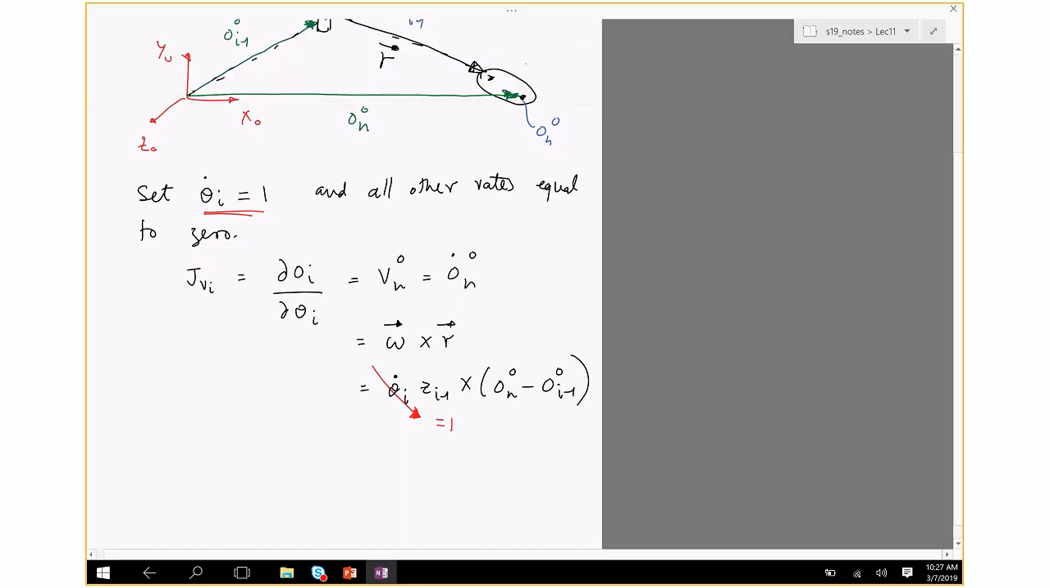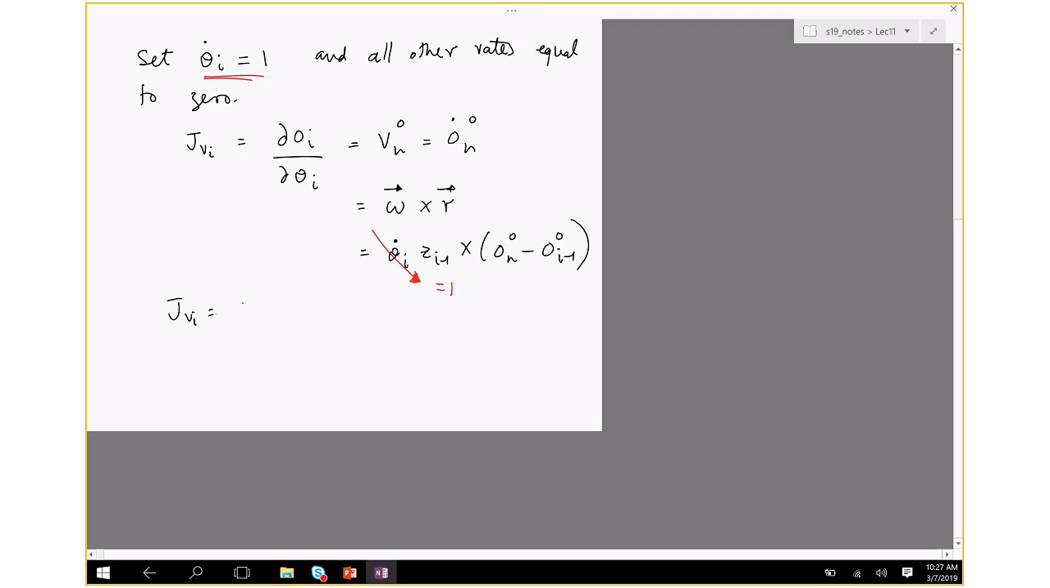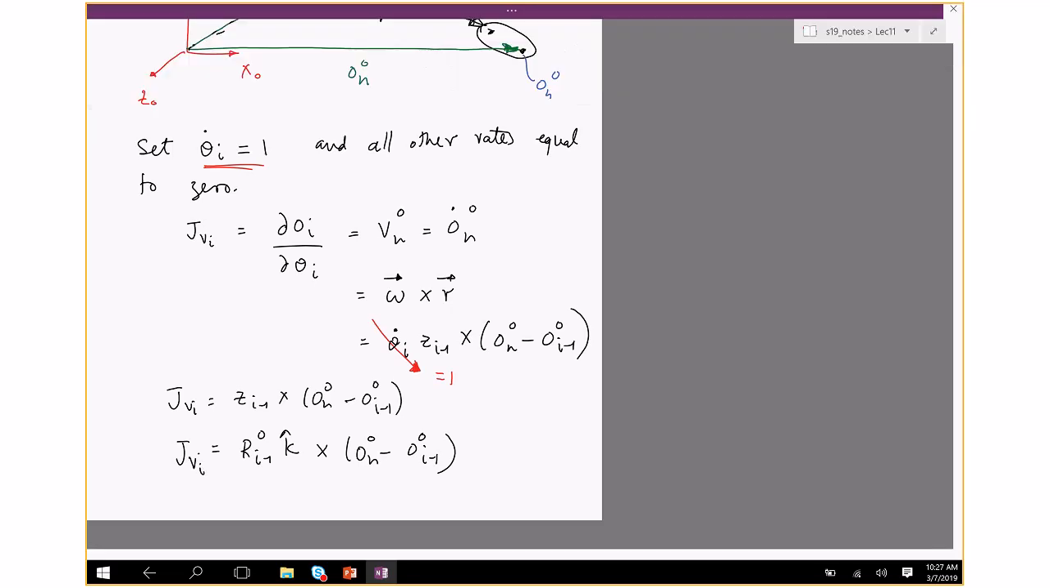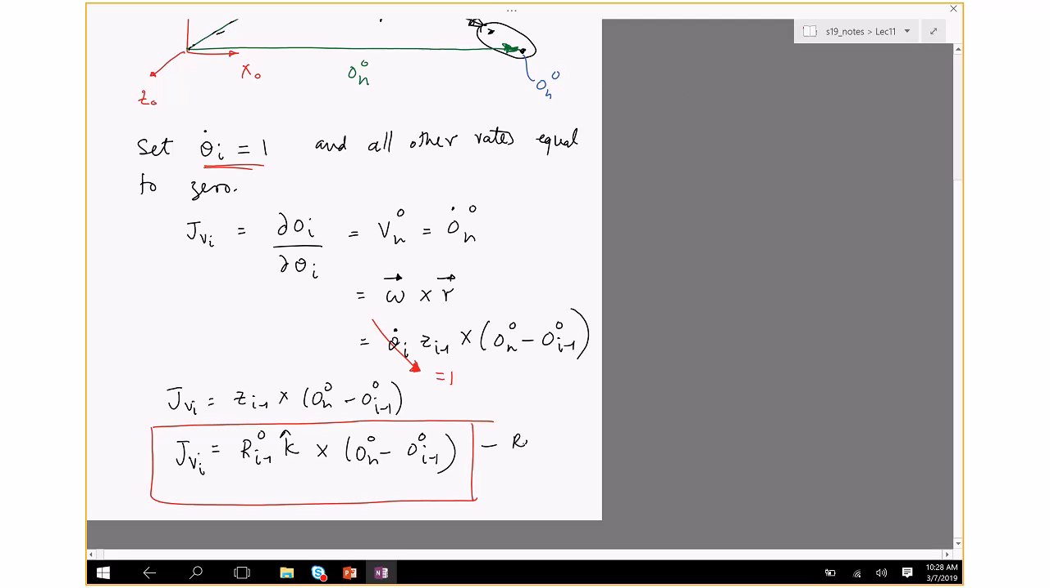So we are left with this formula: J v i equals z i minus 1 crossed with O n minus O i minus 1. But z i minus 1 equals R i minus 1 0 times k, same as in the previous formula, and O n 0 minus O i minus 1 0. So this is the expression for the Jacobian of a revolute joint. Okay, so we've defined the Jacobian for the velocity for a revolute joint.